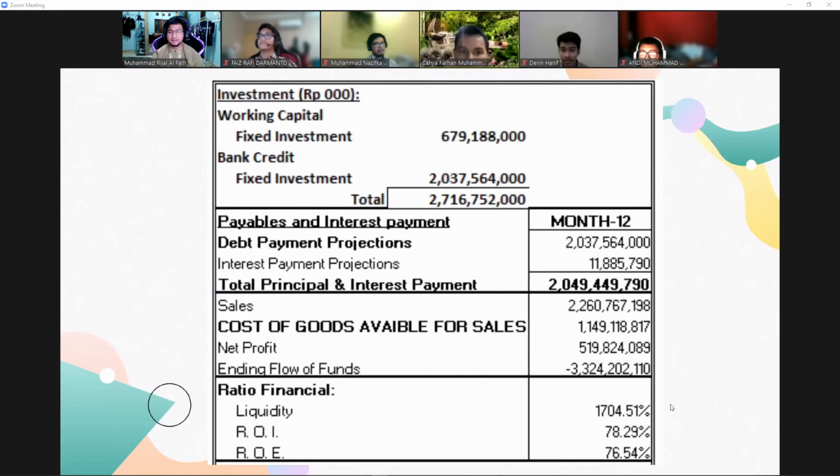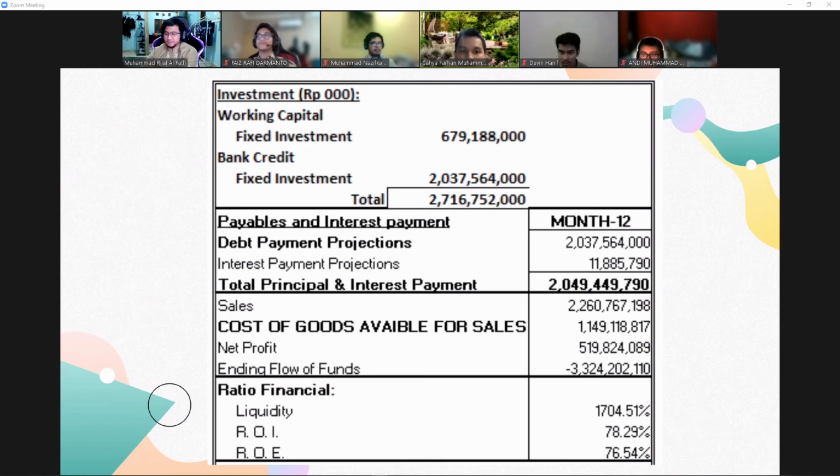So to summarize the financial model, we need a total investment of around 2.7 billion rupiah with 25% from working capital and the rest from bank credit, which we have to pay interest of around 11.6 million rupiah, to gain a net profit of 519 million from net sales at the end of the year.